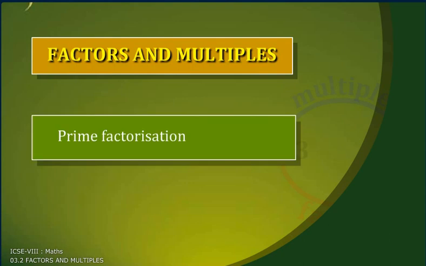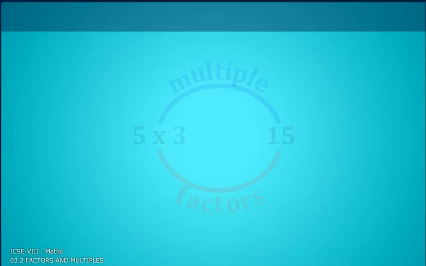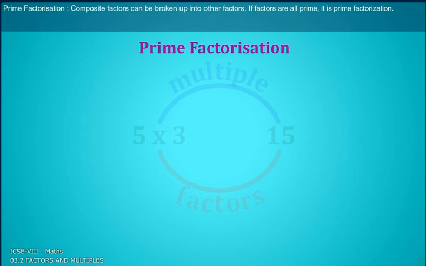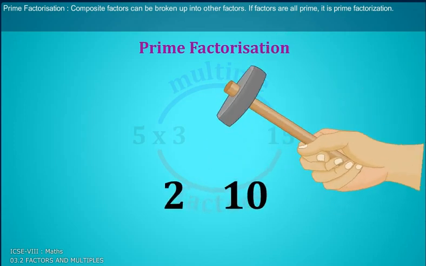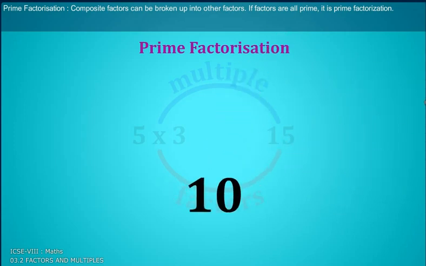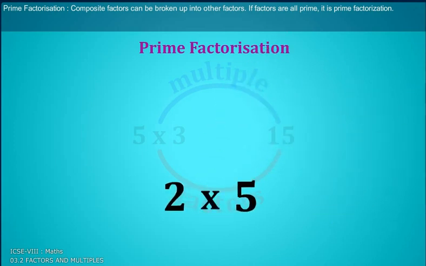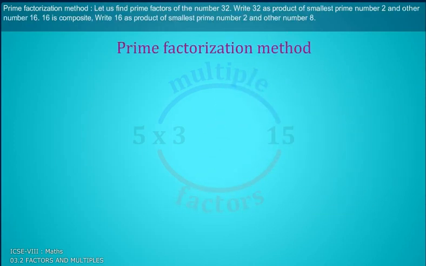Prime factorization. Prime factorization. Composite factors can be broken up into other factors. If factors are all prime, it is a prime factorization. Prime factorization method. Let us find prime factors of the number 32.